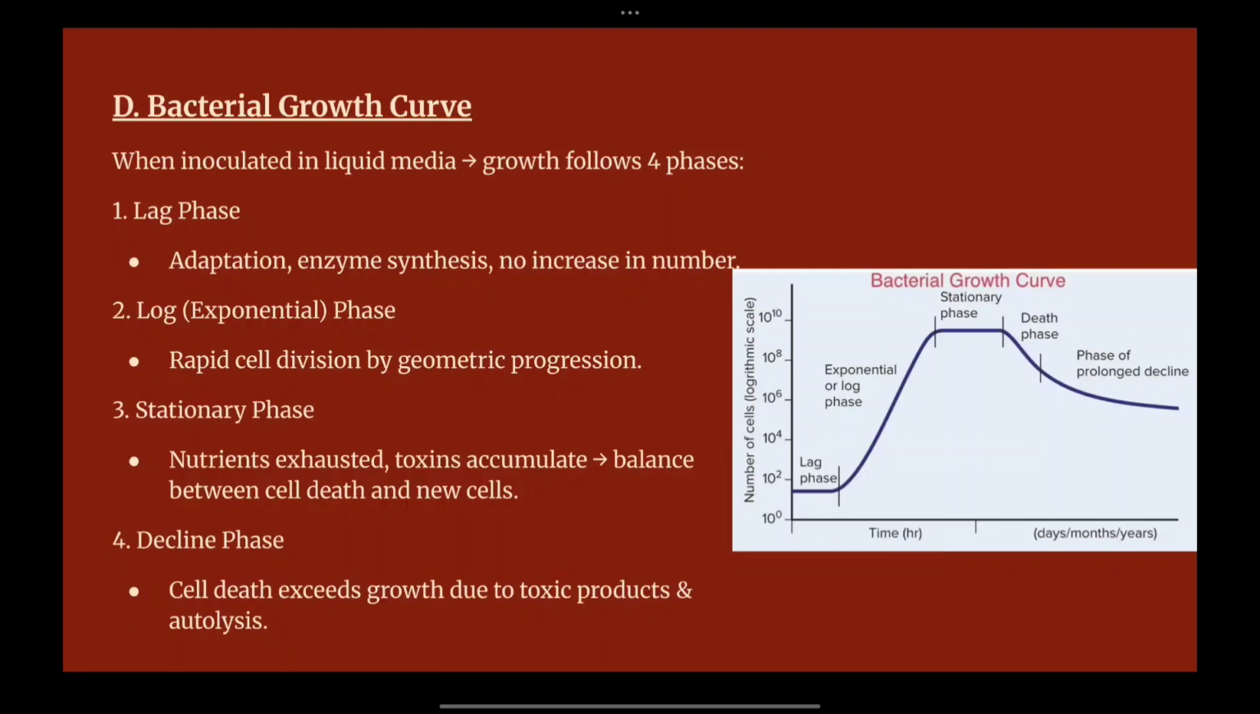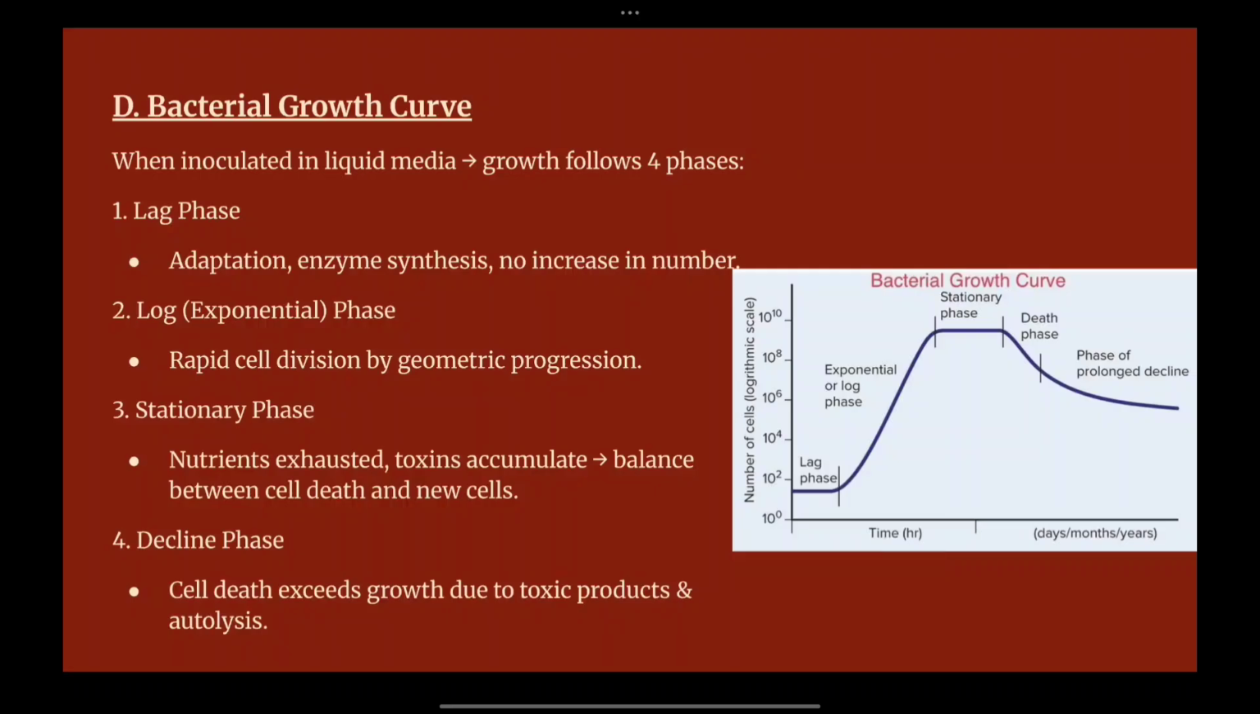In the log phase or exponential phase, rapid cell division happens and there is geometric progression, meaning the cells have adapted nicely to the liquid medium and have started to rapidly undergo cell division, or binary fission, or any type of cell division method, and have increased to maximum potential by increasing the number of bacteria inside the liquid medium.